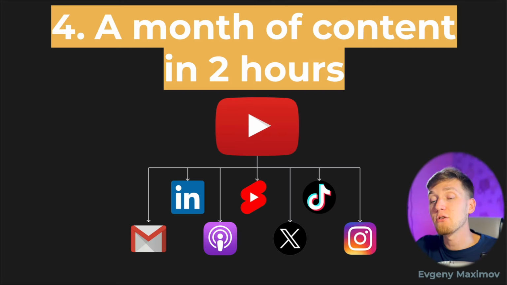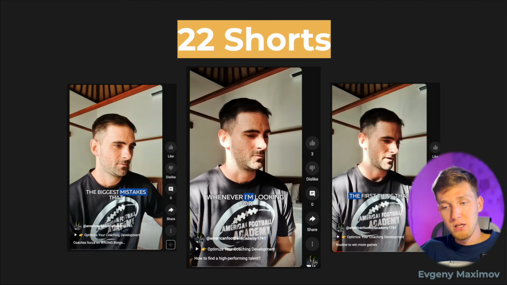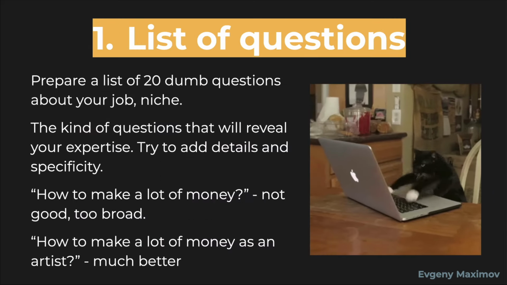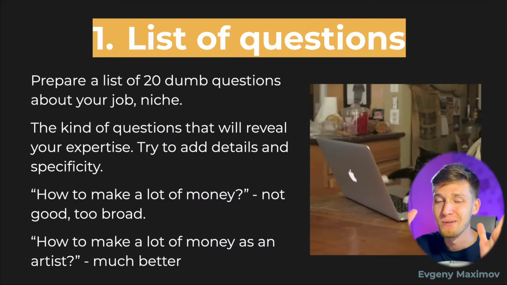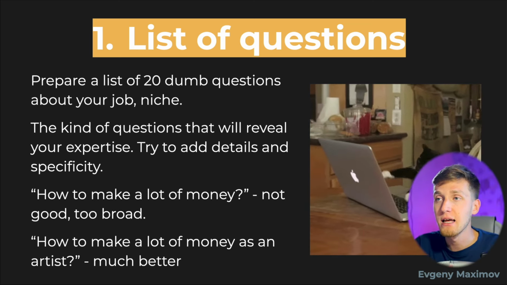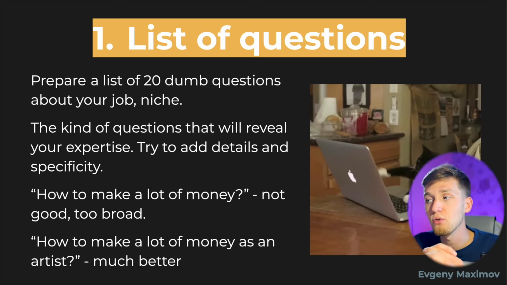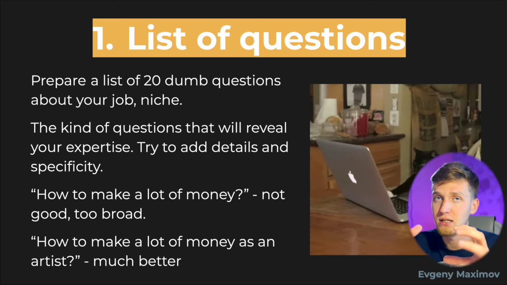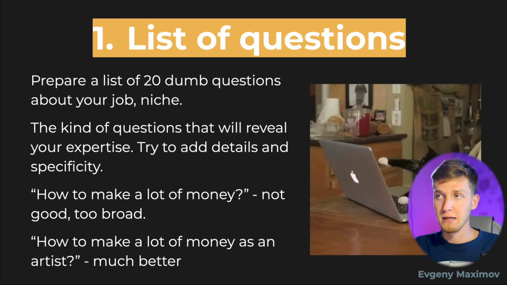We know our why, we know what to shoot and how to shoot, and let's speak about the framework, a really simple method how to create months of content in just 2 hours, and it works remotely. For example, this person Justin, we spent 40 minutes on a call, and he recorded 22 shorts in 40 minutes. First step, you need to prepare a list of 20 dumb, stupid questions about your job, about your niche, about your expertise. These are questions that reveal your expertise, and you need to add additional details and specificity to these questions. For example, how to make a lot of money.